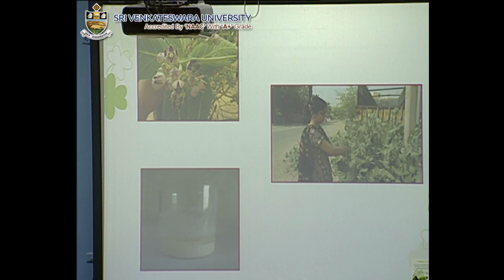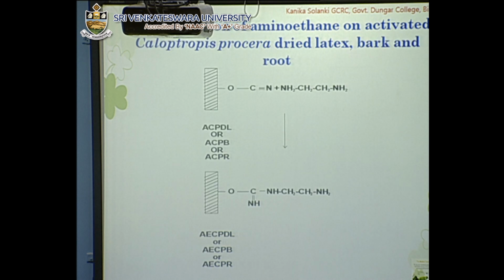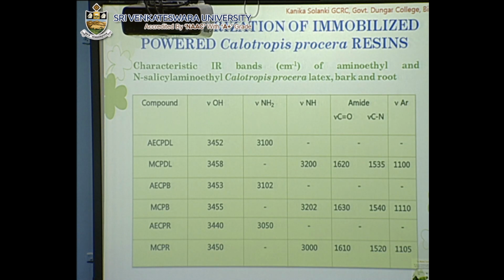These are the pictures: plant, collection of the sample, and the prepared resin. These are schematic representations of various reactions, that is cyanogen bromide activation, immobilization of aminoethane, and conversion of aminoethane into N-salicyl aminoethyl Calotropis procera dry latex. Now, the table presents the characteristic IR bands of aminoethyl and modified Calotropis procera latex, bark, and root.